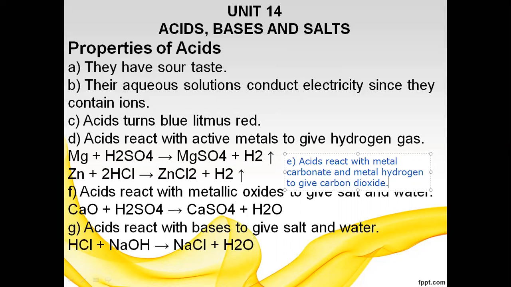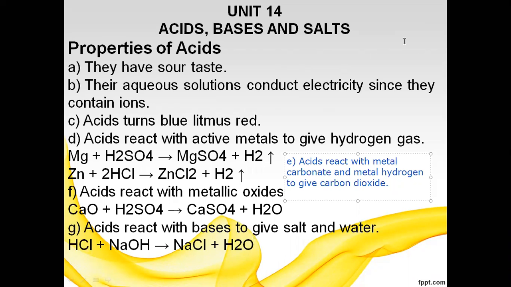So, carbon dioxide is what? Gas. So, this is indicated by the arrow mark. For example, Na2CO3 plus 2HCl gives 2NaCl plus H2O plus CO2. CO2 means carbon dioxide.